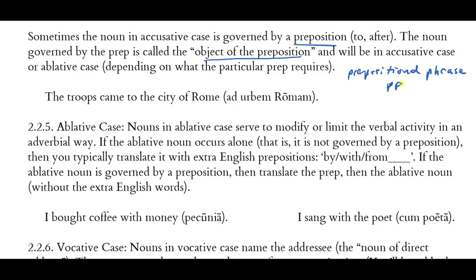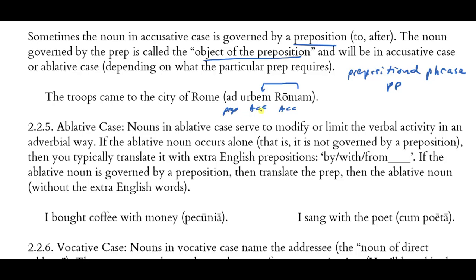So our example here, the troops came to the city of Rome. Here I'm using the preposition that means to, up to, in Latin. So there's my preposition ad. Urbem is my accusative noun, to the city. And then Romam is in apposition to the city. It is renaming the city more specifically. And that is likewise in the accusative case because it is in apposition to a noun in the accusative case, urbem. All right, so they came to the city of Rome.